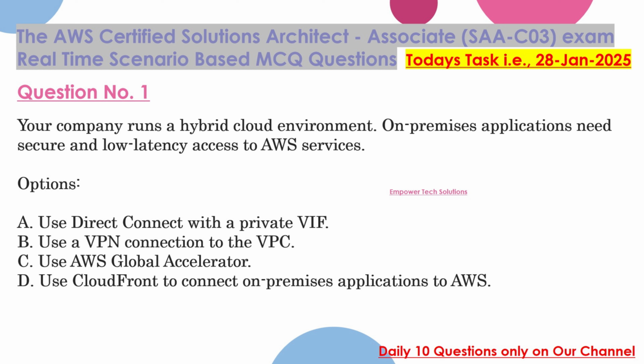Question 1. Your company runs a hybrid cloud environment. On-premises applications need secure and low-latency access to AWS services. Options: A. Use Direct Connect with a private VIF. B. Use a VPN connection to the VPC. C. Use AWS Global Accelerator. D. Use CloudFront to connect on-premises applications to AWS.